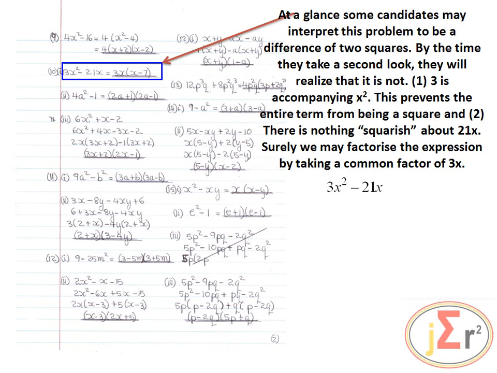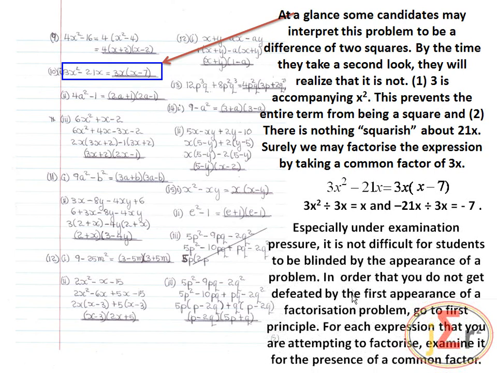Surely we may factorize the expression by taking a common factor of 3x. So let us take that common factor of 3x. And of course 3x into 3x squared is x, and 3x into negative 21x is negative 7. 3x squared divided by 3x is x. Negative 21x divided by 3x is negative 7. So x minus 7 is what we have right there.